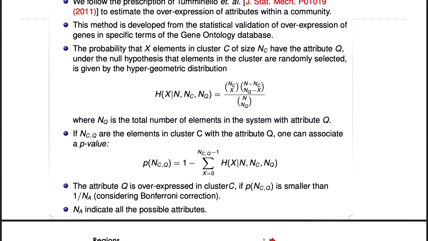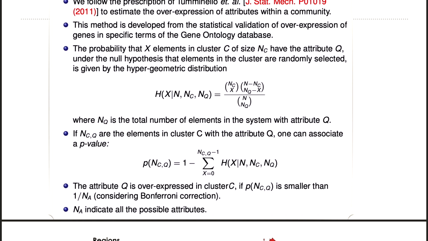So here we try to look at how these communities are, how some of the attributes are overexpressed within a community. We use a method proposed in this paper by Tumminello, which was developed from the statistical validation of overexpression of genes in specific terms of the gene ontology database. We consider hypergeometric distributions: the probability that X elements in cluster C of size n_c have the attribute q, under the null hypothesis that the elements in the cluster are randomly selected, is given by this hypergeometric distribution.